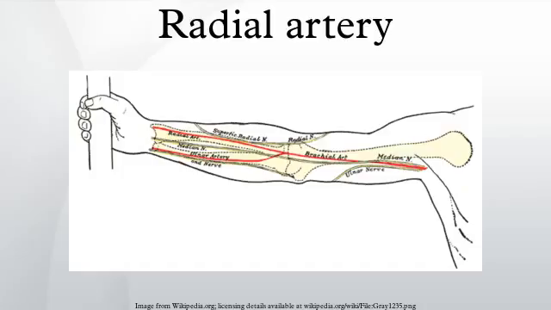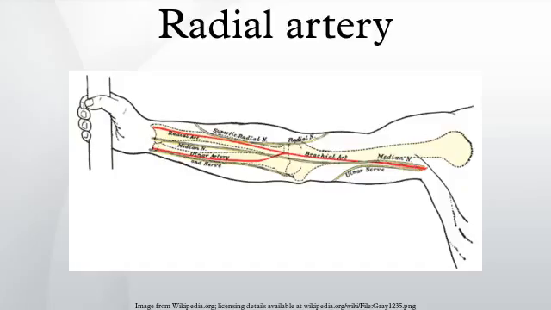In the hand: princeps pollicis artery arises from the radial artery just as it turns medially to the deep part of the hand. Radialis indicis arises close to the princeps pollicis. The two arteries may arise from a common trunk, the first palmar metacarpal artery. Deep palmar arch, terminal part of radial artery.